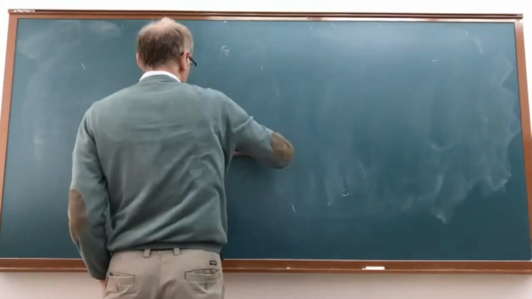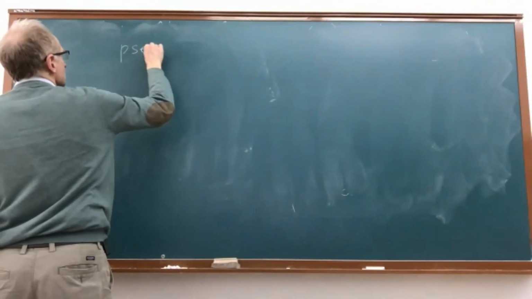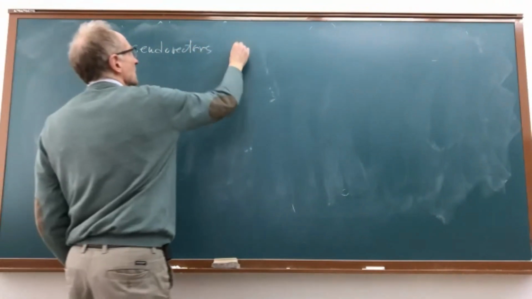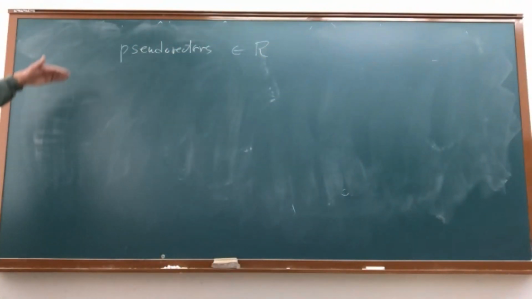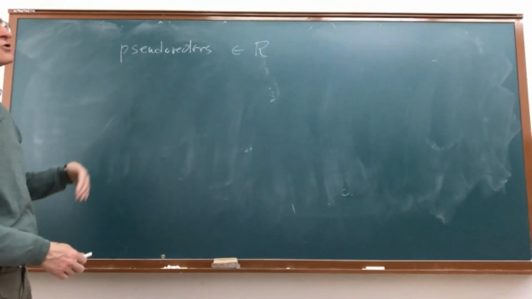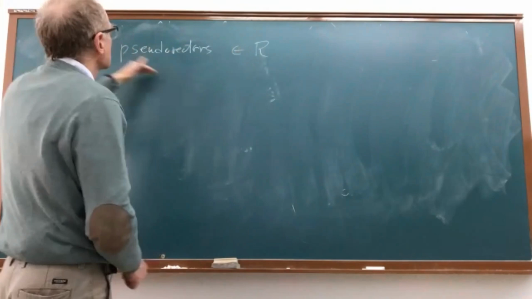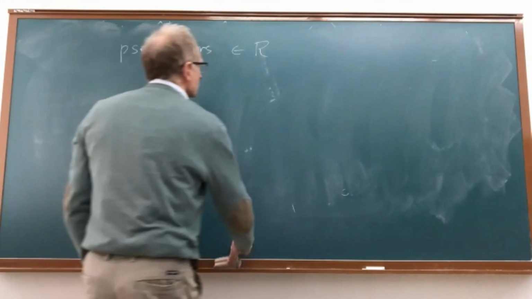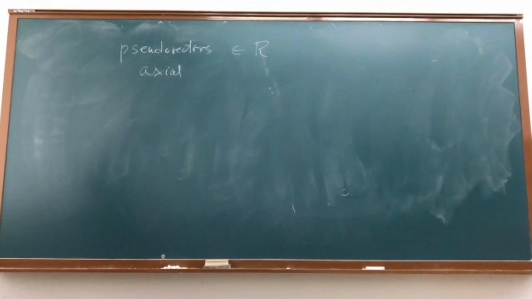Now, a question with pseudo vectors. Pseudo vectors belong to the rotational representation. That's the way of speaking in group theory. When I say that an object belongs to a representation, it is short for: this object transforms according to this representation. So pseudo vectors transform according to the rotational representation. Pseudo vectors, or axial vectors.